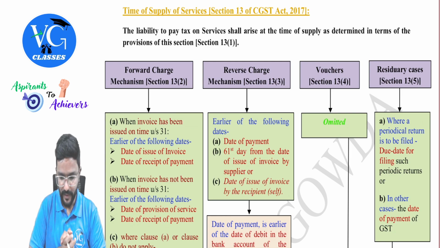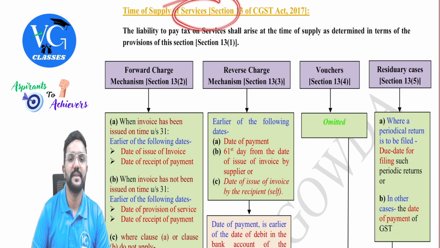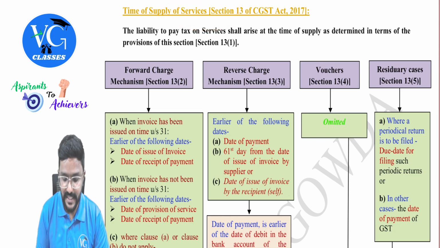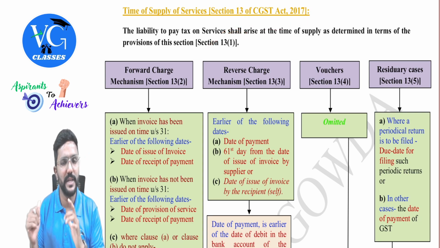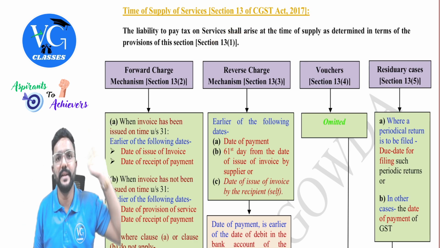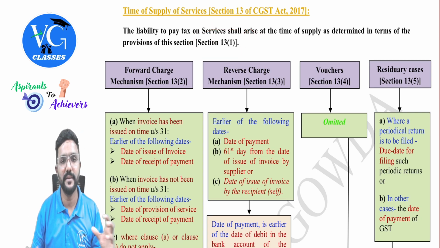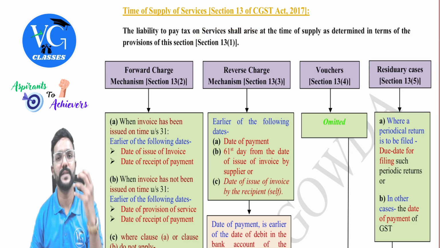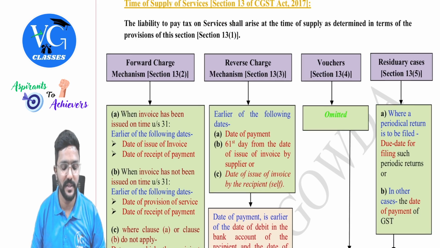Fine. So now coming back, the time of supply of services under section 13 of the CGST Act. Even section 13 has totally 6 subsections, guys, arranged in the same order, whatever we learned in section 12. Section 13 subsection 1 is just a heading. It is telling the time of supply of services is as per section 13.